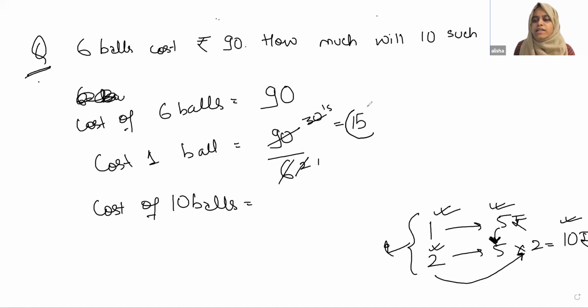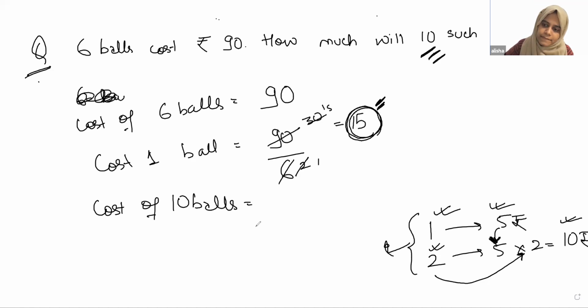We will multiply the cost of one ball with how much? 10. Why? Because the question is asking us to multiply the cost with the number of items. Cost is 15. Items is 10. What will you do?